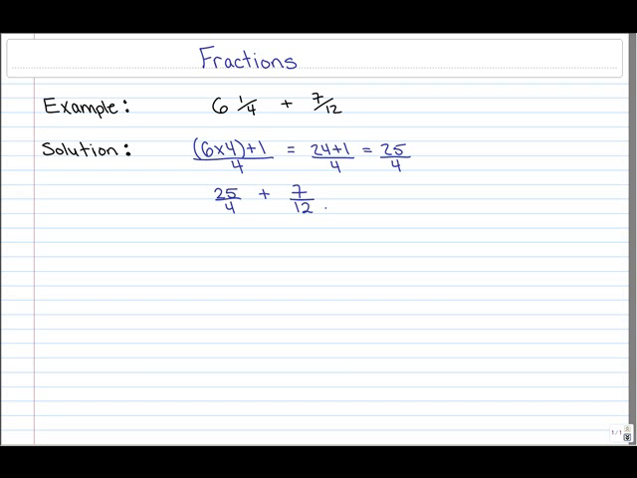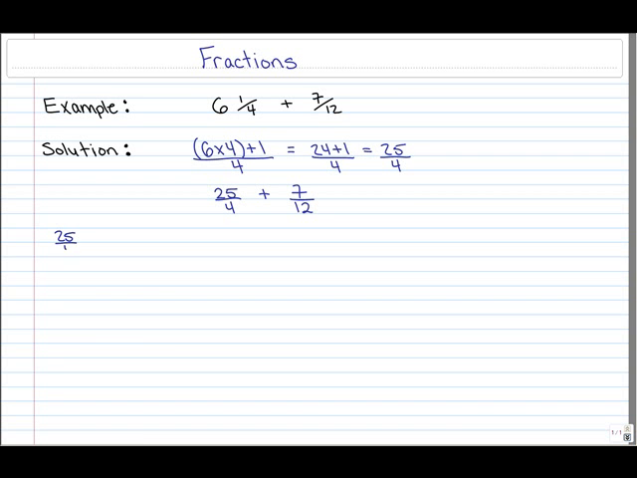Now, as previously stated, in order to add these two fractions, we would have to get either a common denominator or a lowest common denominator. Now, the least common denominator method would just be to find the multiples of each denominator. In this case, find the multiples of 4, and in this case, find the multiples of 12. Well, to find the multiples of 4, let's just list them out.